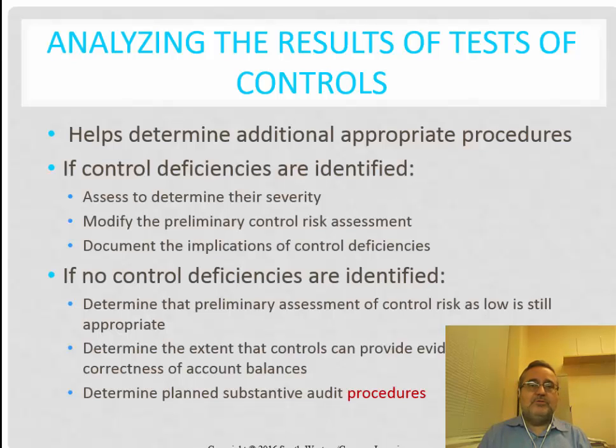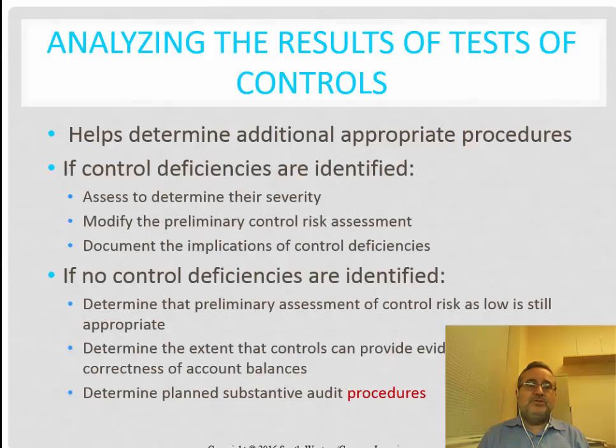The analysis of the test of controls is based upon if the control deficiencies are identified or if no control deficiencies are identified. So what we're saying here is based upon our risk of material misstatement. If the risk of material misstatement is high, then this basically means that we've identified control deficiencies, and what we need to understand at this point is assess and determine the severity of these, possibly modify preliminary control risk assessment, document the implications of the control deficiencies in our working papers.